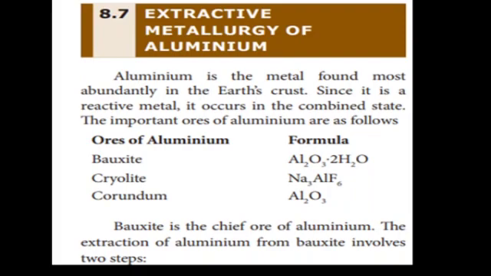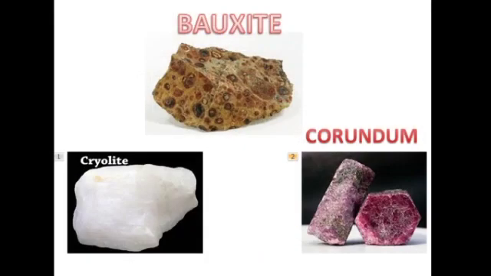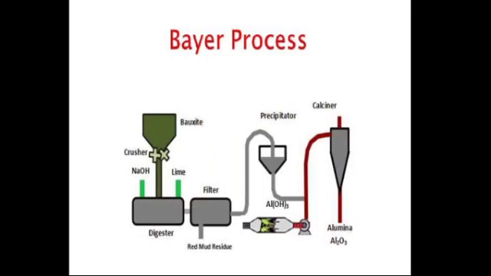The extraction of aluminium from bauxite involves two steps. These are examples of ores of aluminium. This is bauxite ore. This is cryolite ore. Corundum ore. The first method is Bayer's process.